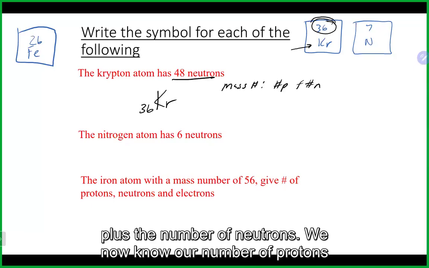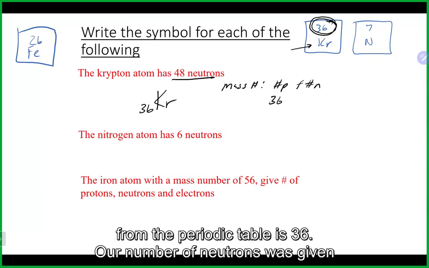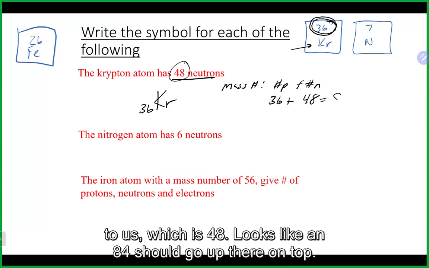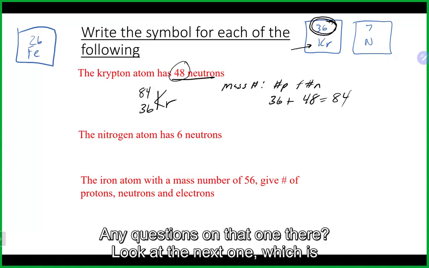We now know our number of protons from the periodic table is 36. Our number of neutrons was given to us, which is 48. Looks like an 84 should go up there on top. Any questions on that one there?